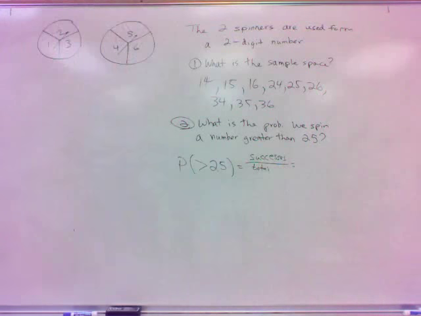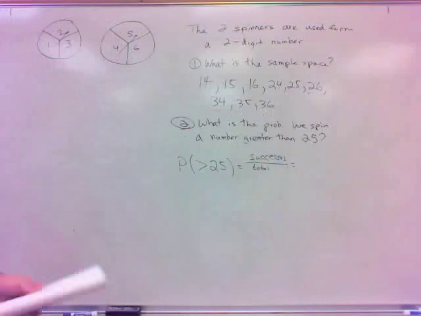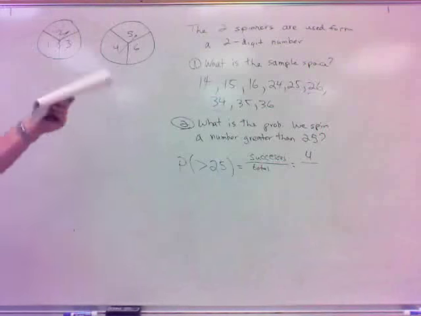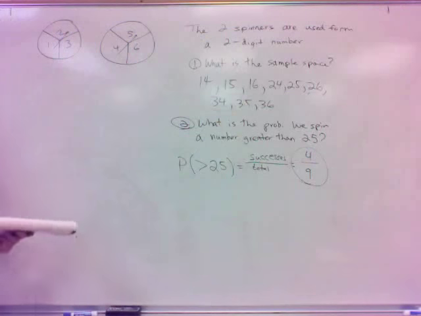Which ones are successes? Anything greater than 25? So 26, 34, 35, 36 would all be the ones greater than 25. So there's 4 of them, divided by the total there are. How many total? 9. There you go. Okay? So probability is the same no matter what. You take the successes there are divided by the total possibilities.